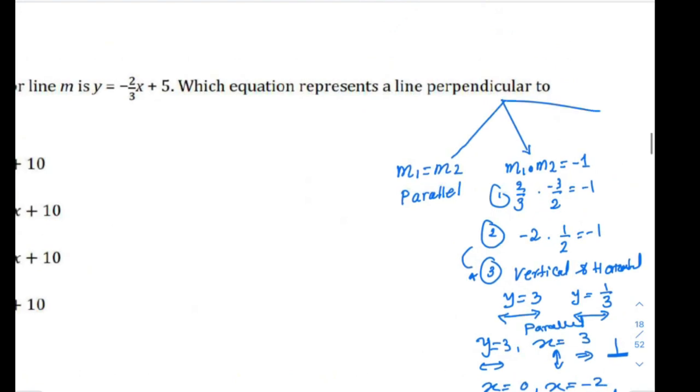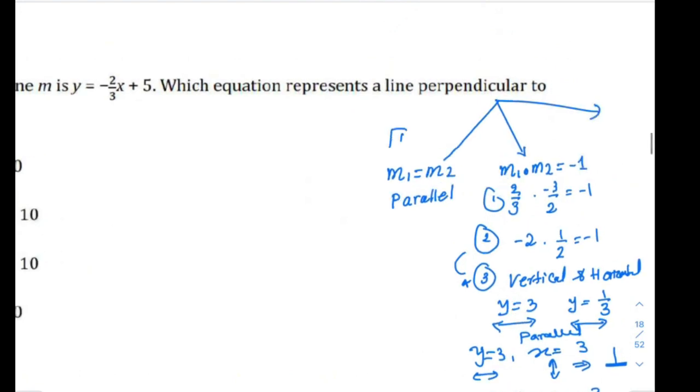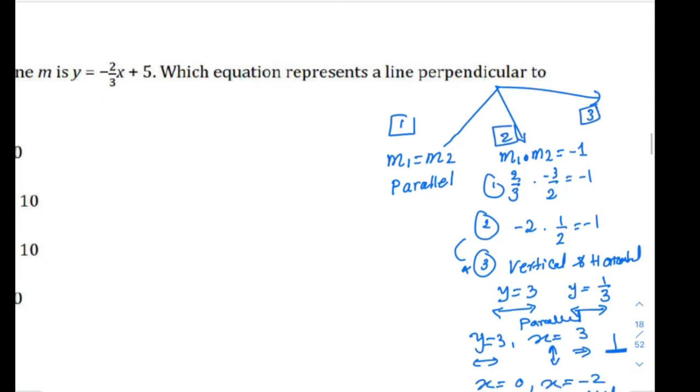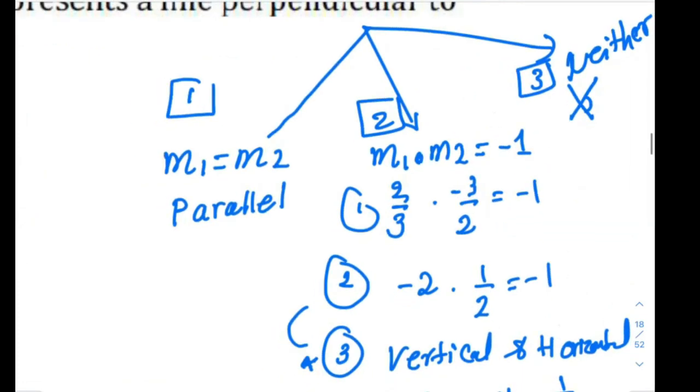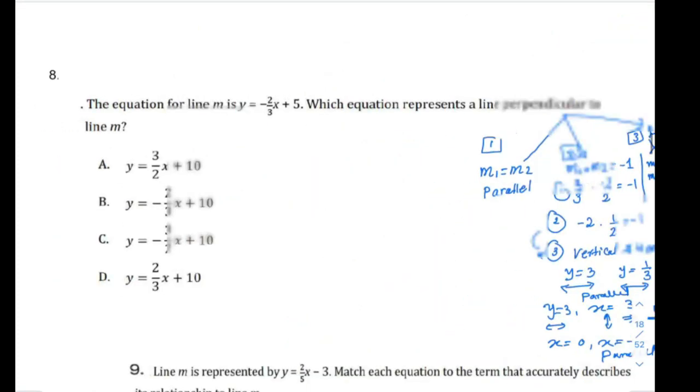If it is none of case 1 or case 2, so this is case 3, which is neither. Neither means what? They are intersecting, but not perpendicular. It's an angle, not 90 degrees. So that means the slopes are not equal to each other, the product is not equal to -1, and none of them is vertical or horizontal.